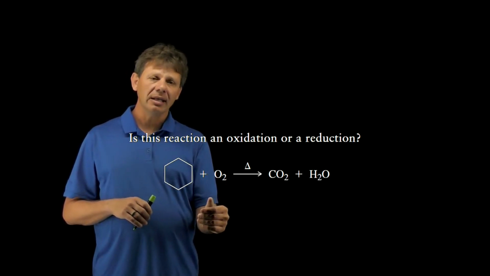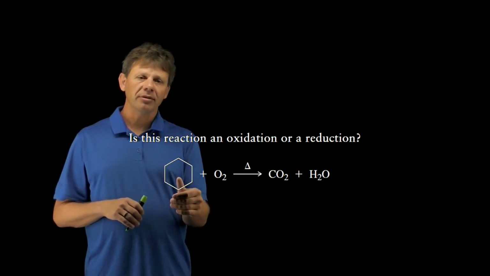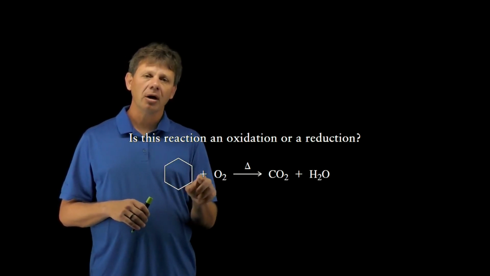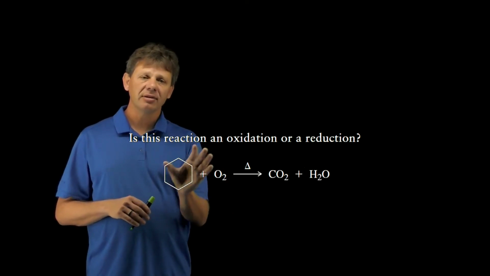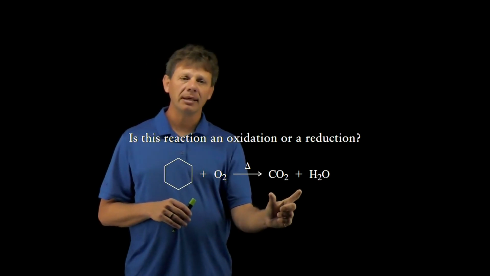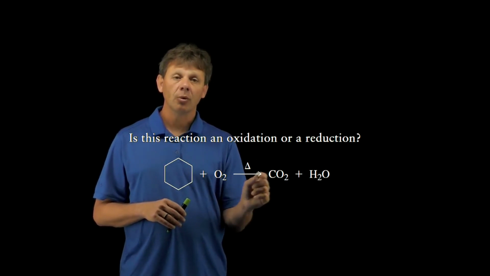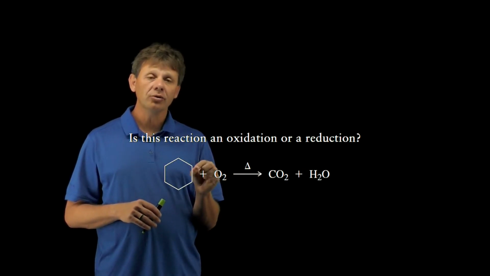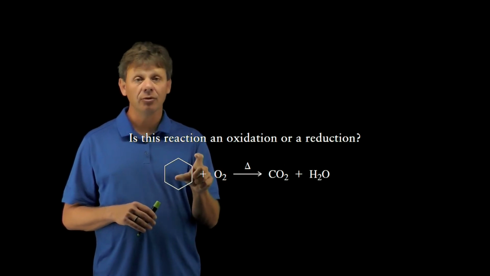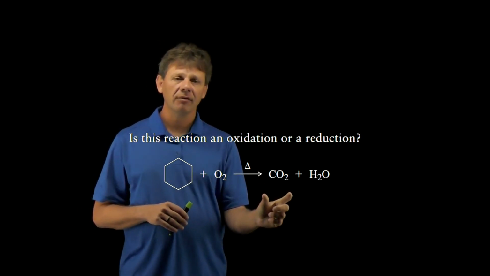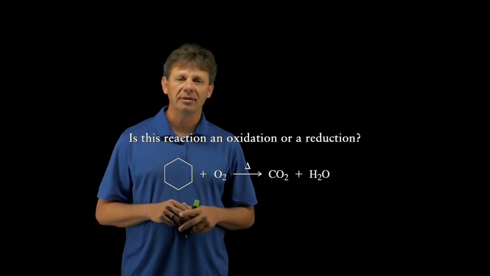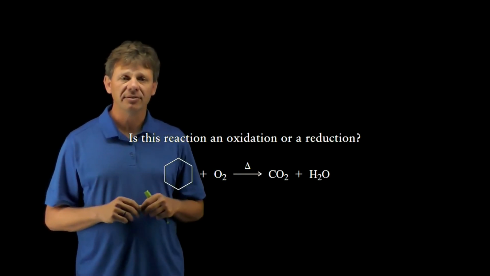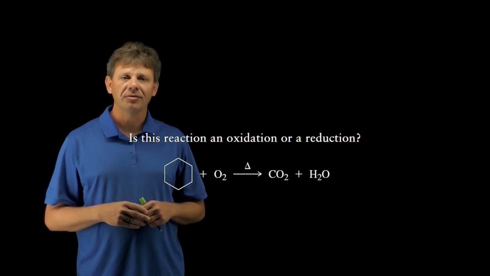So by looking at an individual carbon, for example, this one here, it's got 2 bonds to carbon and 2 bonds to hydrogen. Well, every carbon in this cyclohexane is becoming CO2. So every carbon is losing 2 bonds to hydrogen and 2 bonds to carbon and gaining 4 bonds to oxygen. That's the definition of oxidation. So this reaction would be considered an oxidation of cyclohexane.